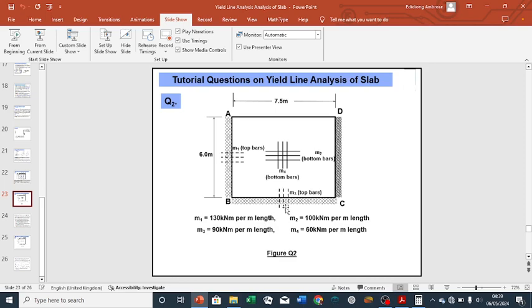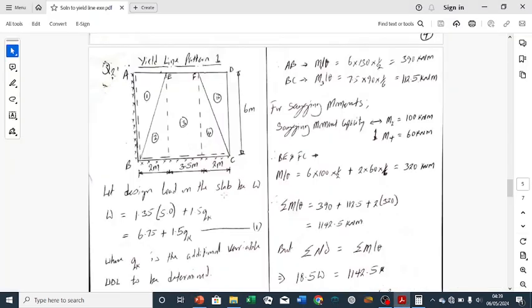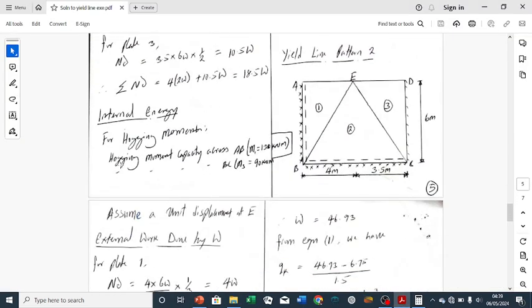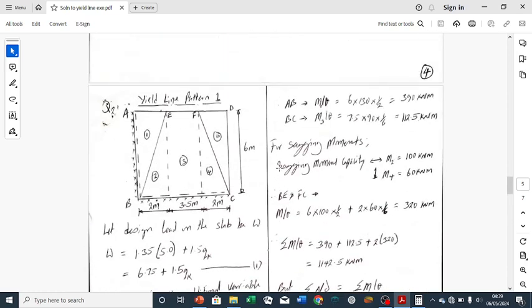We have this one, M3, across the continuous BC, and the value of that is 90. So having that in mind, let's go back to the question. That is why we wrote: hogging moment capacity across AB is 130 kilonewton meter per meter length, while hogging moment capacity across BC, M3, is 90 kilonewton meter, actually should be per meter. So having that in mind, we go ahead to calculate our hogging moment.